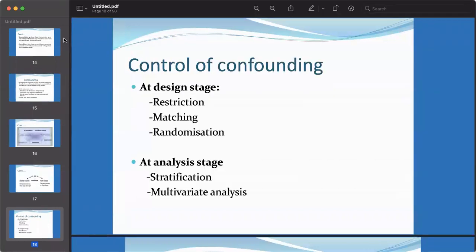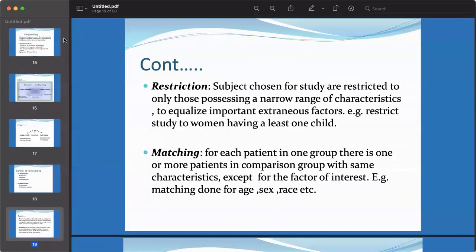Control of confounding. At the design stage: restriction, matching, randomization. At the analysis stage: stratification, multivariate analysis. Restriction: subjects chosen for the study are restricted to only those possessing a narrow range of characteristics, to equalize important extraneous factors. For example, restrict the study to women who have at least one child.